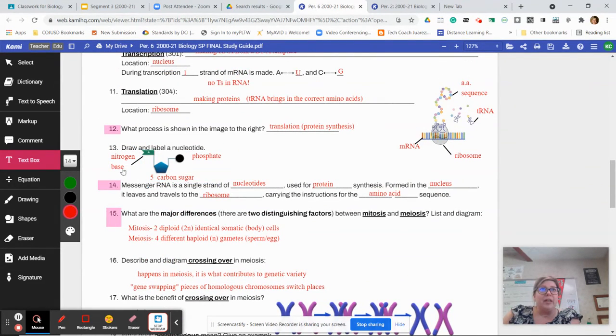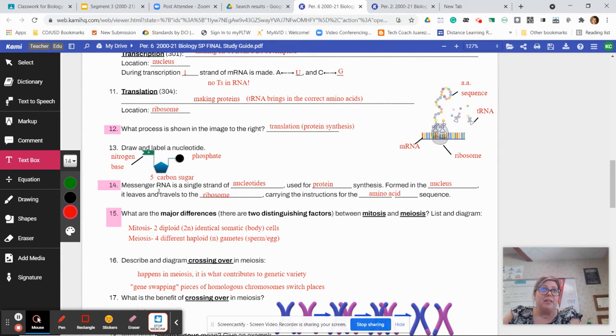12 and 14 are related. I'll start with 12. So here's a diagram representing the process of translation, also known as protein synthesis. Our mRNAs are single strand. We have our ribosome as the gray molecule that the mRNA is going through. tRNAs are right here, bringing in those amino acids.